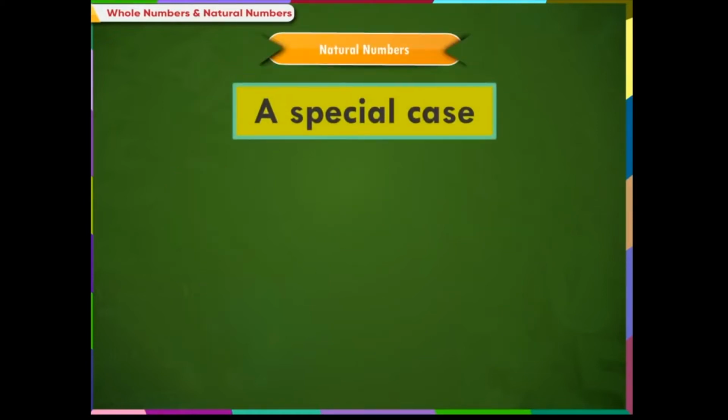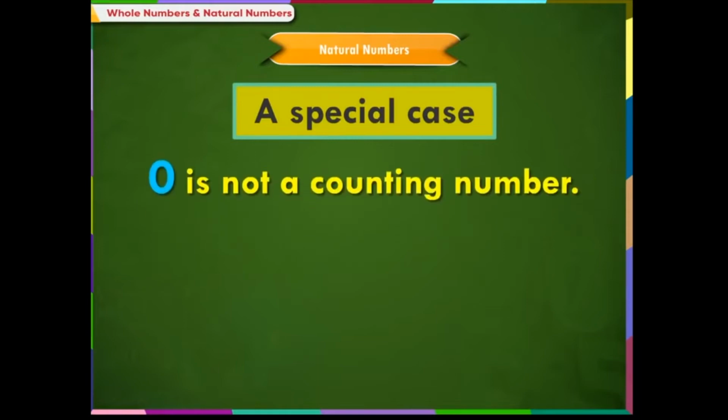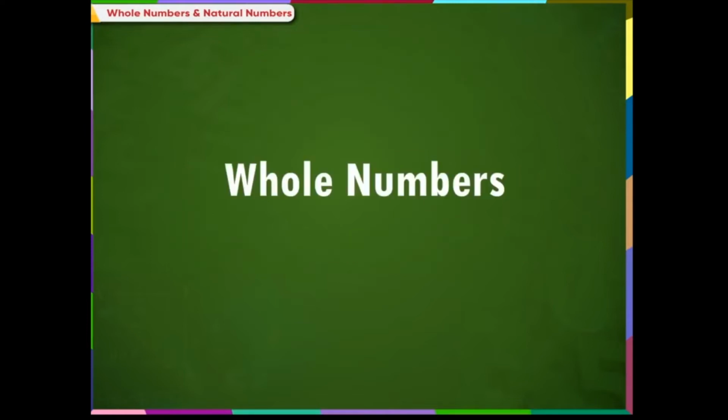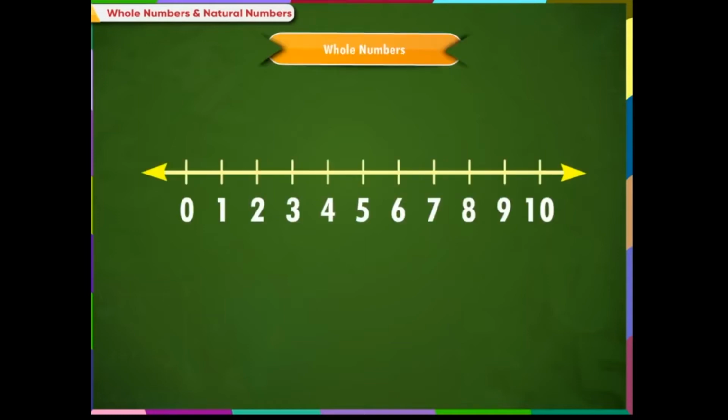A special case, 0 is not a counting number. For example, if there are no rows, then we say that there are 0 rows. Therefore, 0 is not a counting number. Now, let us study about whole numbers. This is a number line showing numbers from 0 to 10.